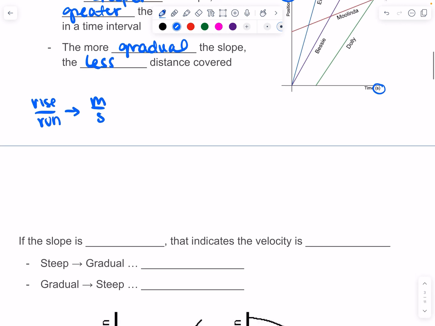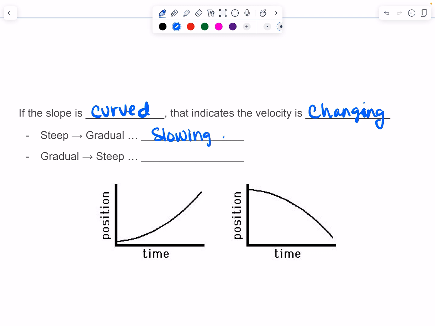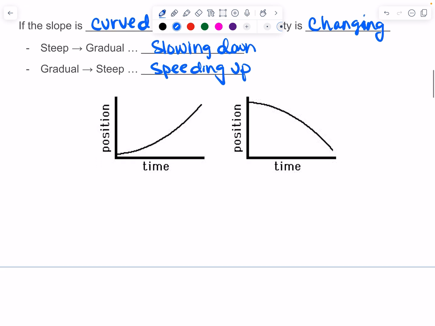Now, if the slope is curved, that indicates the velocity or the slope is changing. So if it starts out as steep and becomes more gradual, that object is going to be slowing down. If it starts out gradual and over time gets steeper, that means the object is speeding up. All right, so let's look at a couple different examples.